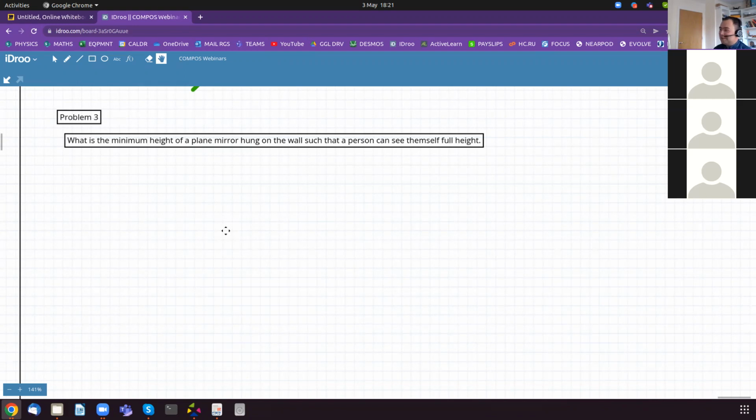I kind of want to do an experiment now. I have a mirror. And the question is to test whether I can see myself in full height. I can, obviously, because I bought this mirror in order to see that. So how big should it be? Any ideas? Can you help me?